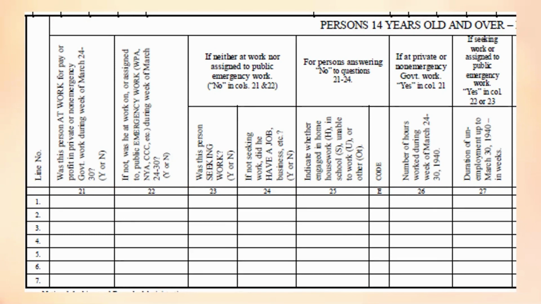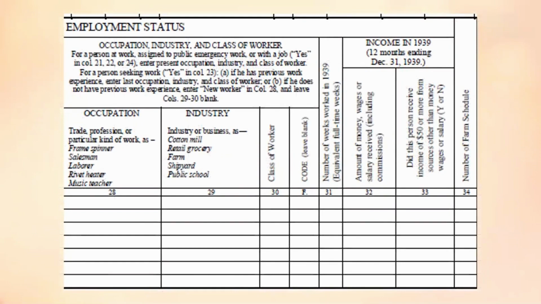They're asking if people are seeking work, if they own a business, if they have a job. It was also asked if they were unable to work or if something else was going on to prevent them from having a job. The census also asked how many hours people were working in a week. Another question was how long have they been unemployed if they were unemployed? The next part should be familiar since it's asking about occupation and industry.